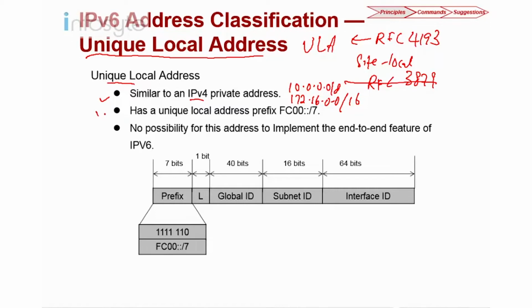So it has a unique local address and it starts from FC00::/7. Okay, so it starts from FC. So there's no possibility for this address to implement the end-to-end features of IPv6. Now what I mean over here is the unique local address is like a local address, but it's routable. But it's routable within your network only. So it's not a global scope. It's only meant for local.